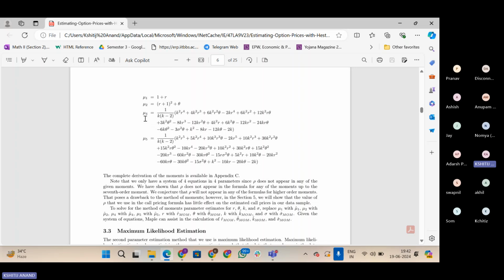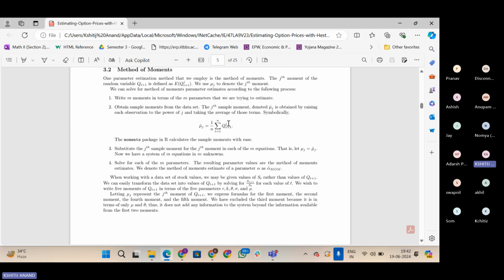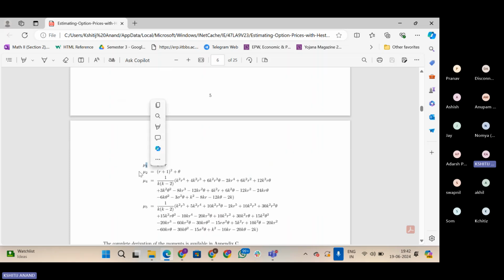This mu4 is the fourth moment of Q, and mu5 is the fifth moment of Q, okay? So we already have the data of historical return. From there, we can calculate the moment. So we know mu1, we know mu2, we know mu4, we know mu5.